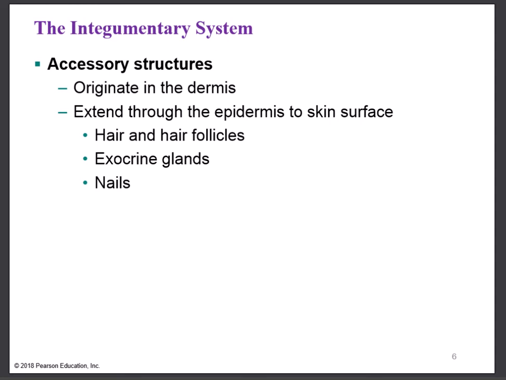The accessory structures that are part of the integumentary system are going to be our hair, the hair follicle that makes the hair, our exocrine glands. If you just want to jot down over here, that would be the sweat glands and our oil glands, and then our fingernails and toenails. What's interesting about these accessory structures is that they originate in the dermis. So that's where they're made, but then they penetrate up through the epidermis and then go out onto the surface of the skin.